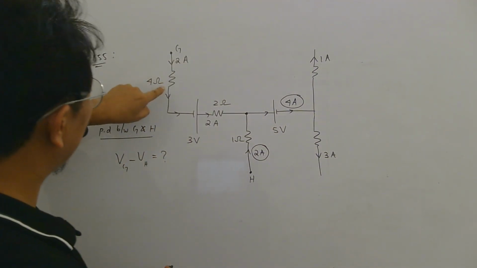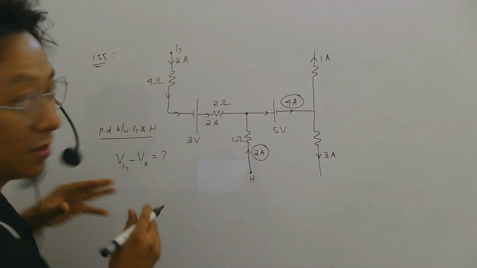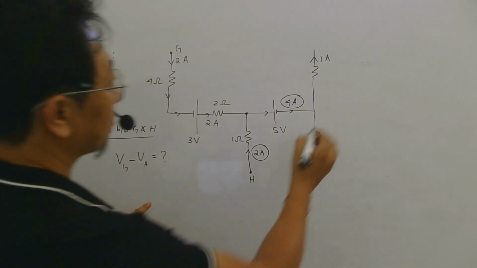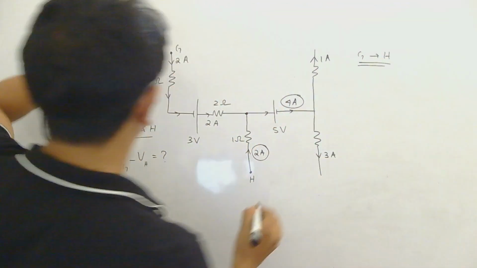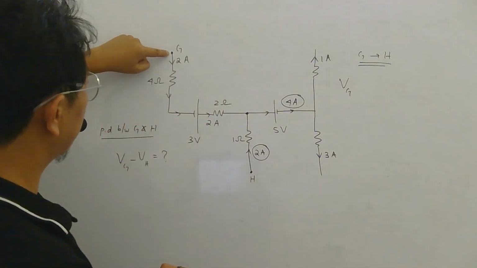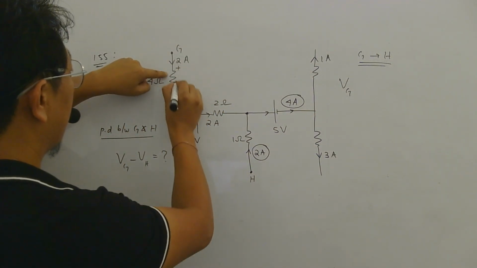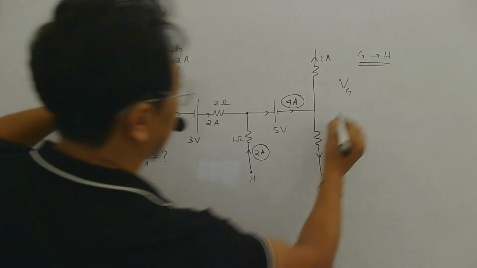So now because I know the current here and here also, I can use the rise and drop method between G and H. So G to H, let's start. I'll start from this point, potential is Vg. Now as I go this way, I am going along the current. Current flows from higher potential to lower potential. So there is a drop in potential.